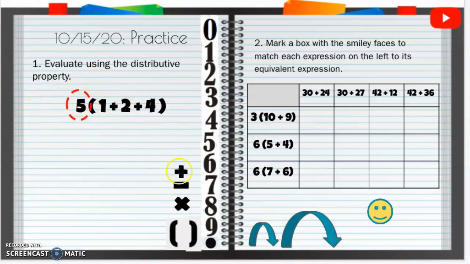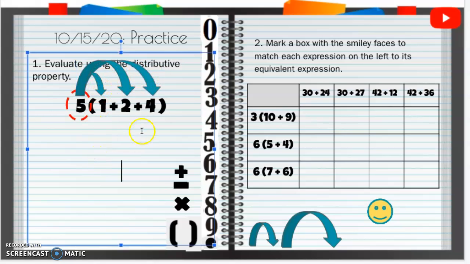Now, we are going to show our arrows because that 5 is going to be distributed to that 1. Then that 5 is going to be distributed to that 2. And then that 5 is going to be distributed to the 4. Don't forget, we have to distribute it to everything. Now, let's type it out.